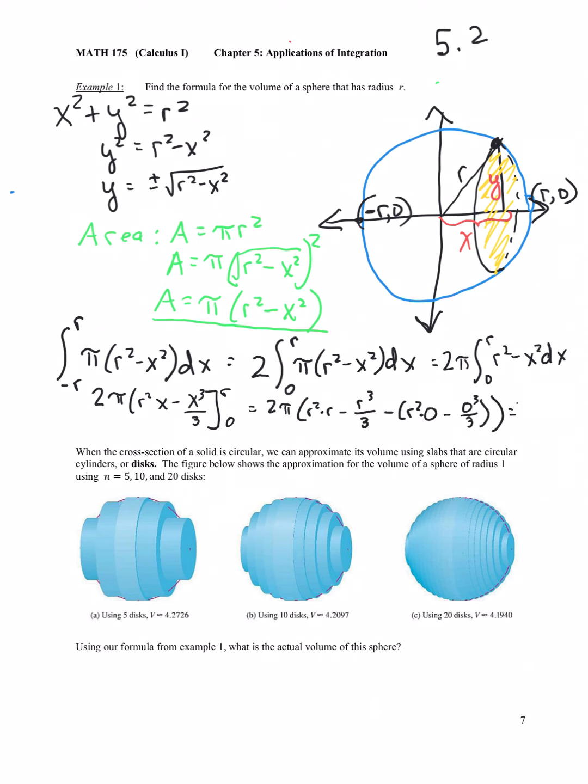And now watch what happens here. Go ahead and pause the video if you need to catch up with the work. But when we have this over here, notice what's going to happen. We'll need to get a like denominator. And this will be 2 pi times 2r cubed over 3.